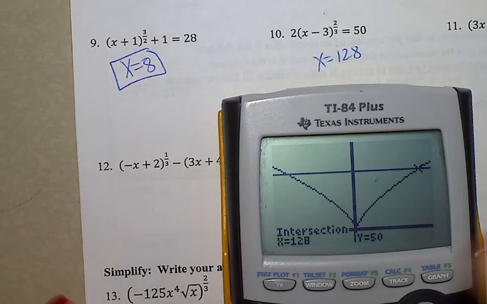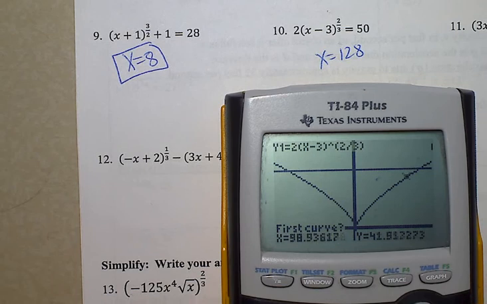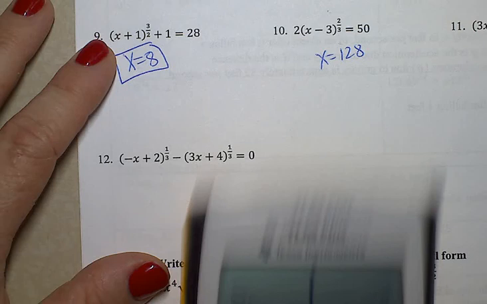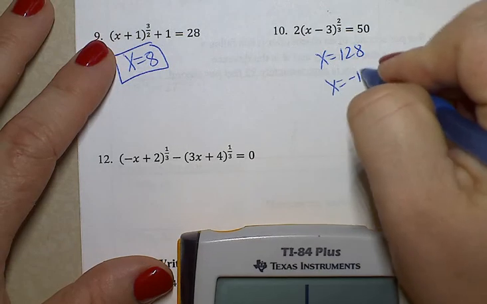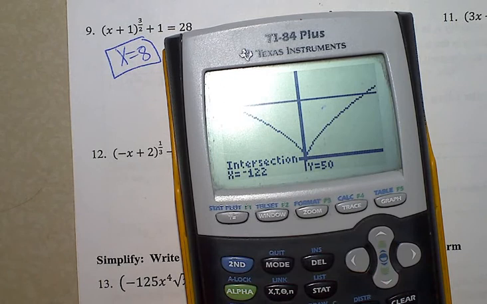Now let's check the second. And negative 122 because of the shift. Okay guys, for this last one, how many of you were able to extend out the window to see both of these? Hands up. Now let's actually plug these back in just to make sure this works.